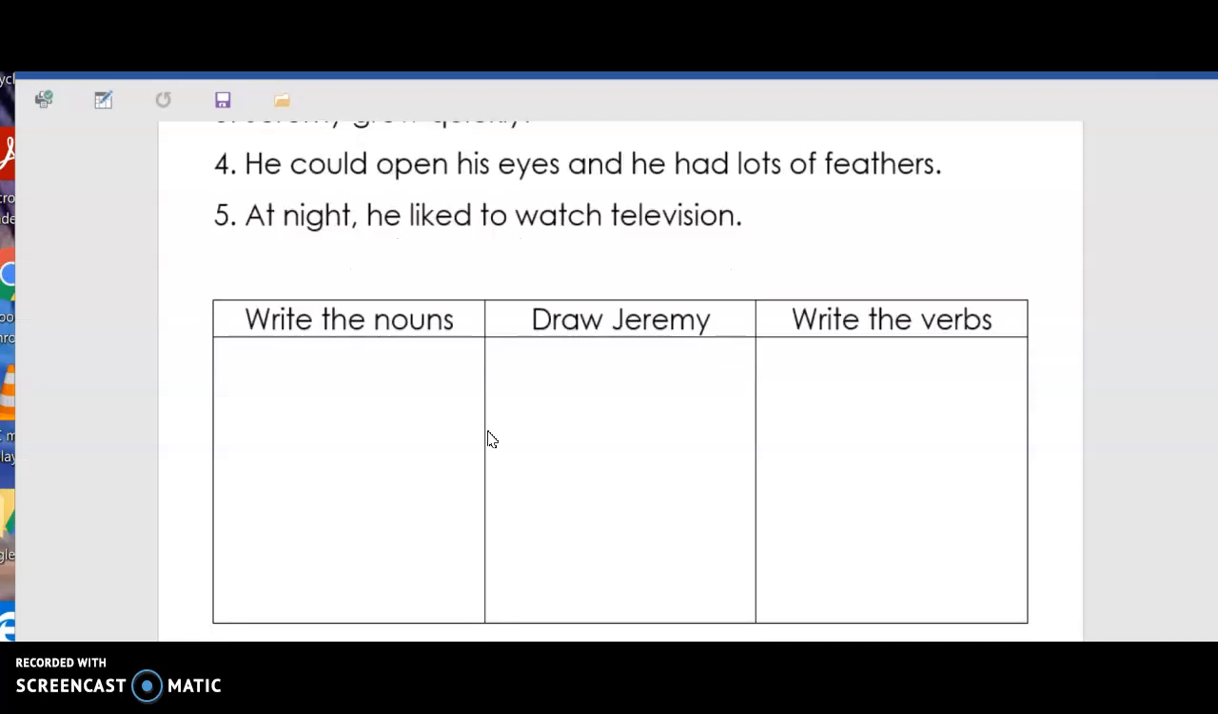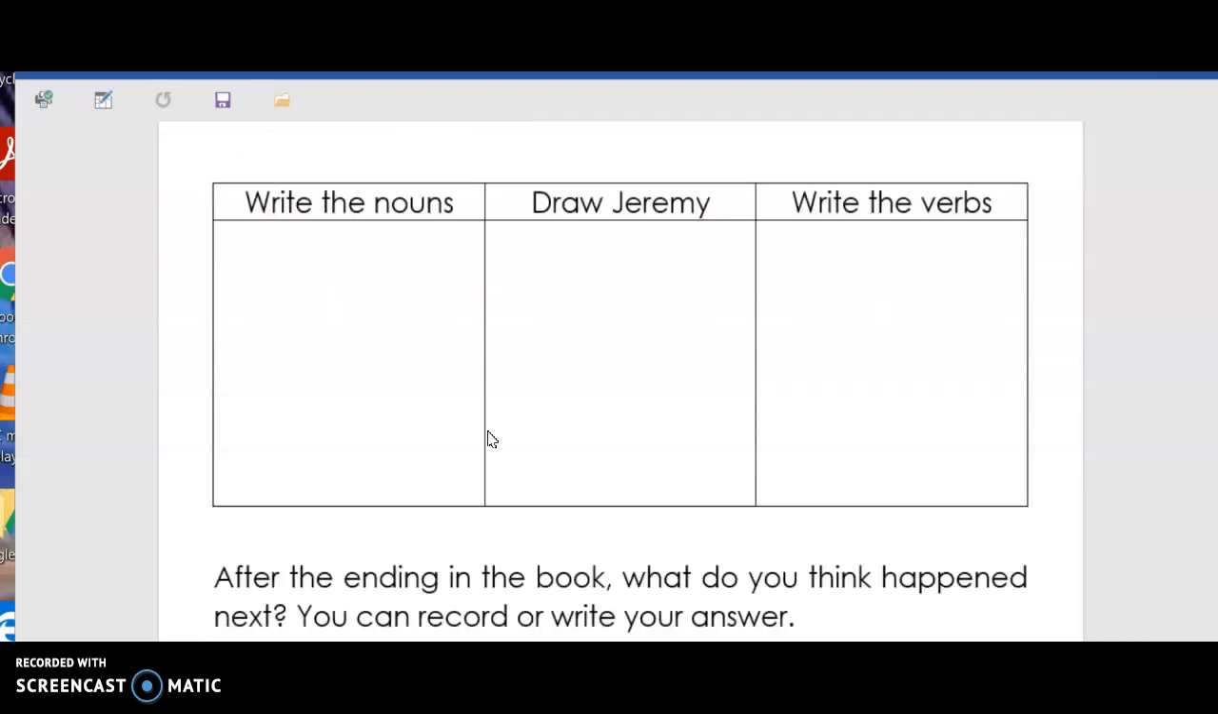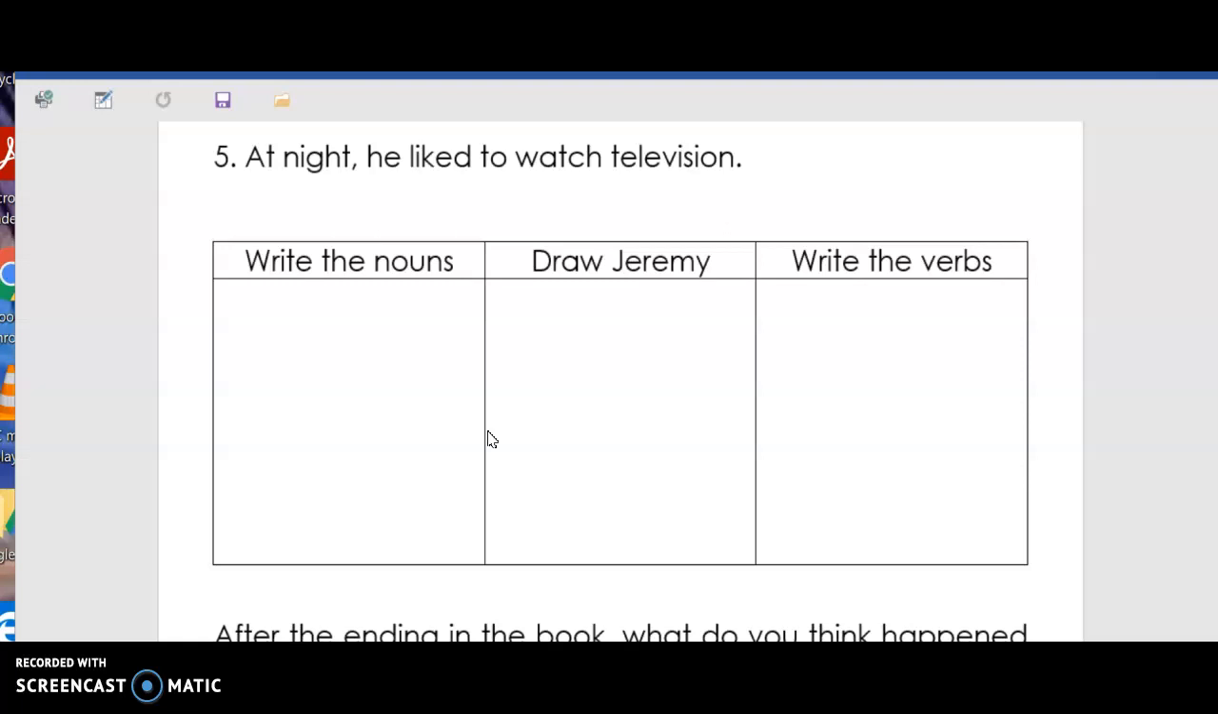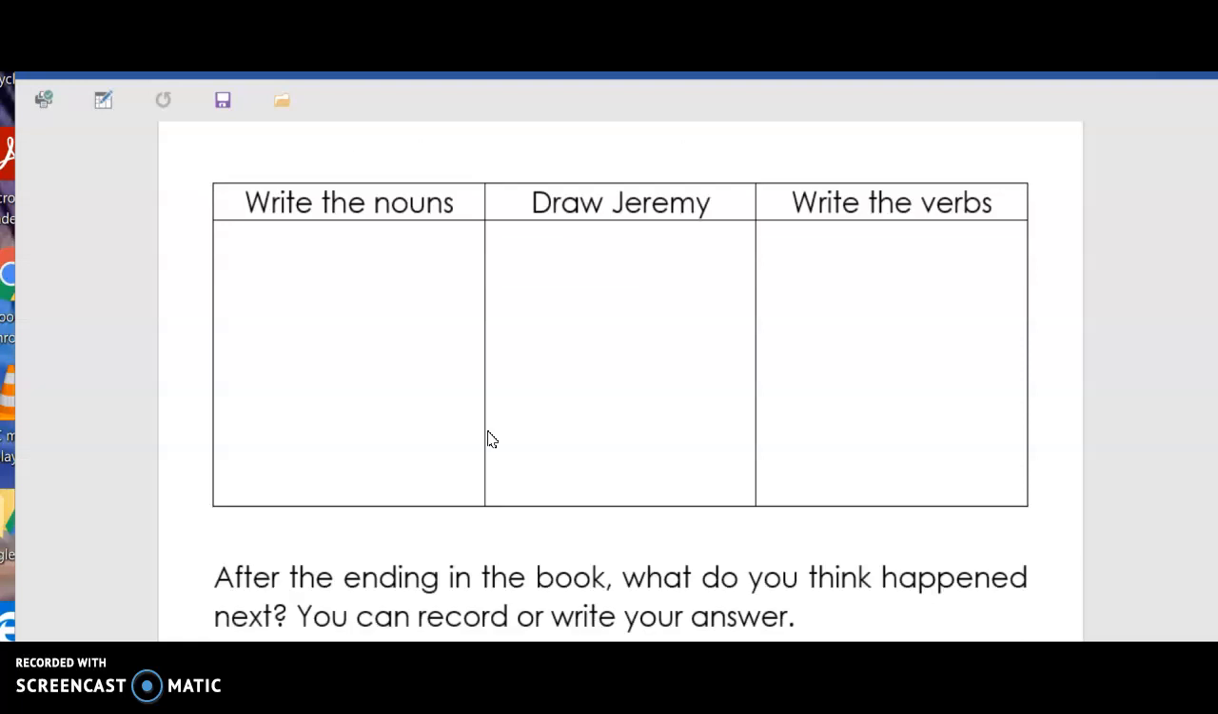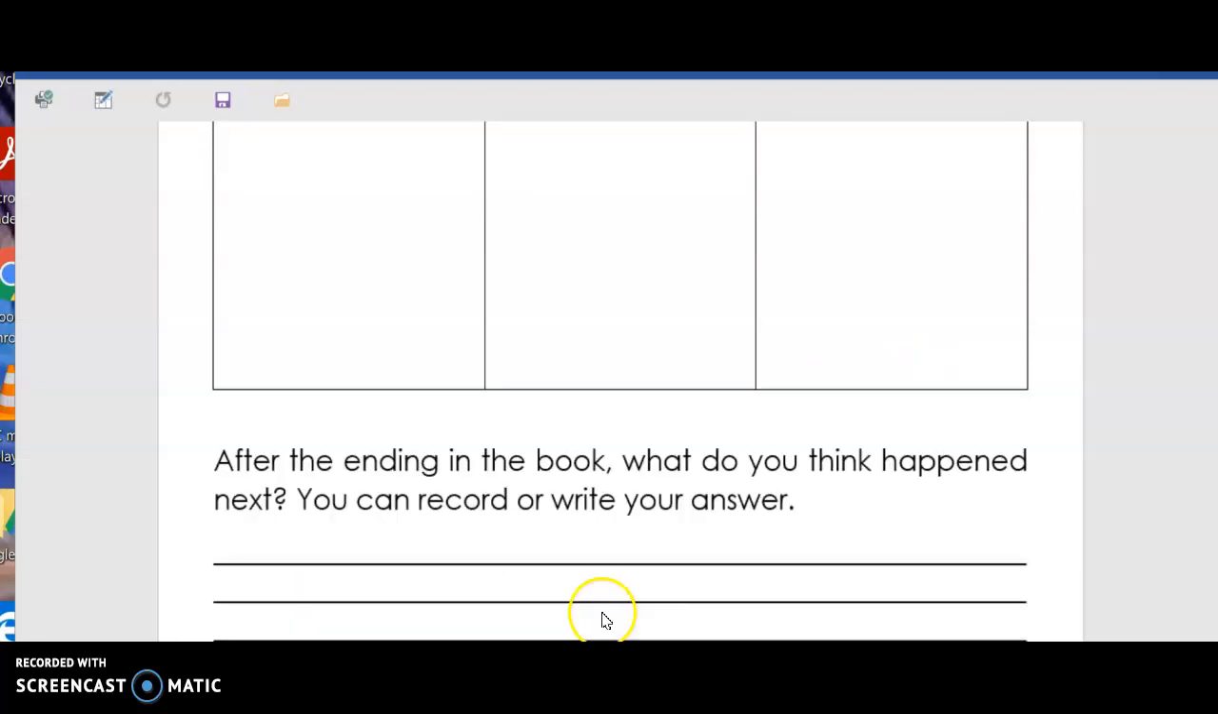And if we come further this way, we will see that underneath your nouns, a picture of Jeremy and the verbs, we talk about the ending of the book. So after the book had finished, what do you think happened next? When Jeremy was reunited with his family, what happened after that?